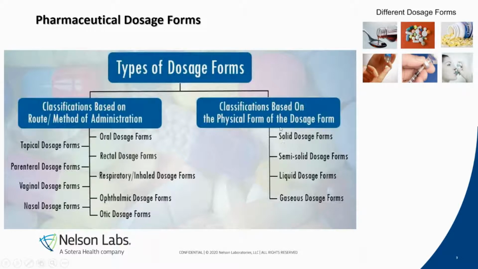The other way to categorize dosage forms is on their physical form. So we have solid dosage forms like pills and tablets, semi-solid dosage forms like, again, ointments and creams that are applied to the skin. We have liquid dosage forms such as things that you take through your mouth, things that are injected, and gaseous dosage forms that are inhaled.